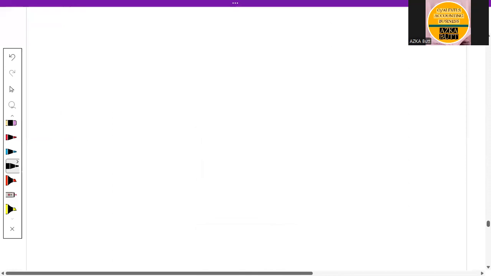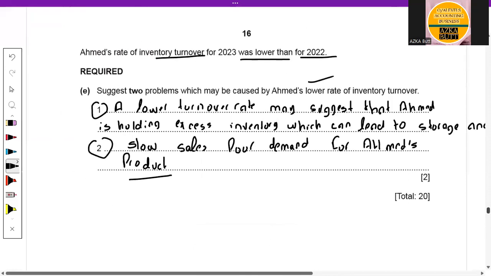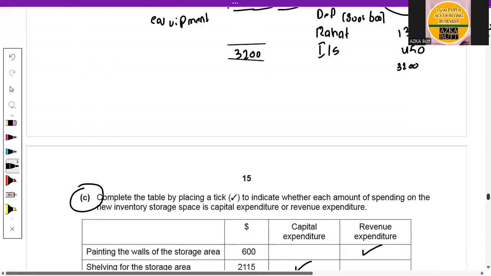So I guess we just completed question number 4, and now we are going to move forward to see question number 3.